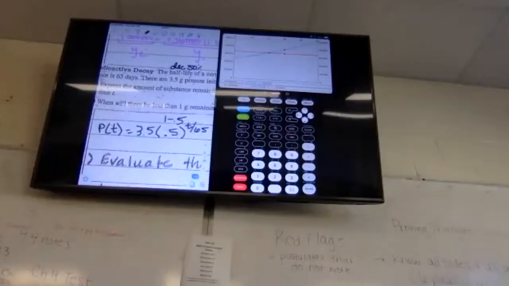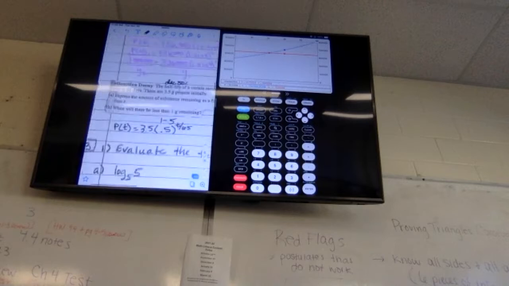After like 40 days, it's still lost something. It just hasn't lost a full half yet. So we have to take that into consideration. It doesn't lose a full half until 65 days, but every day that happens in that 65 days, we lose a little bit. So we represent that by t divided by 65.